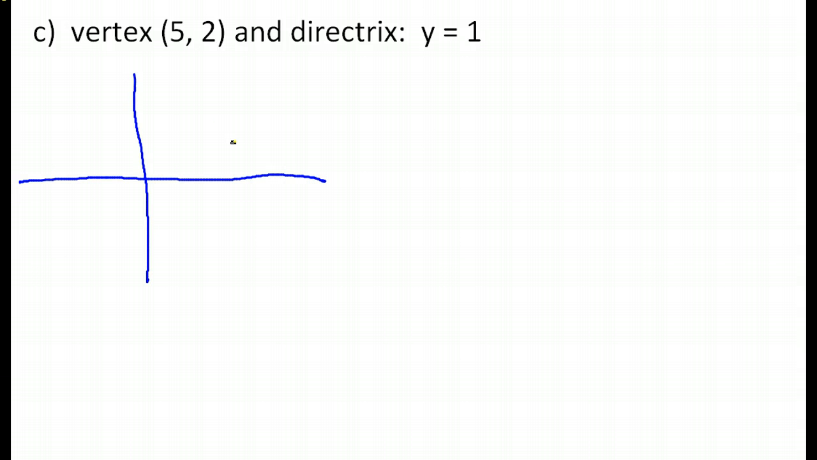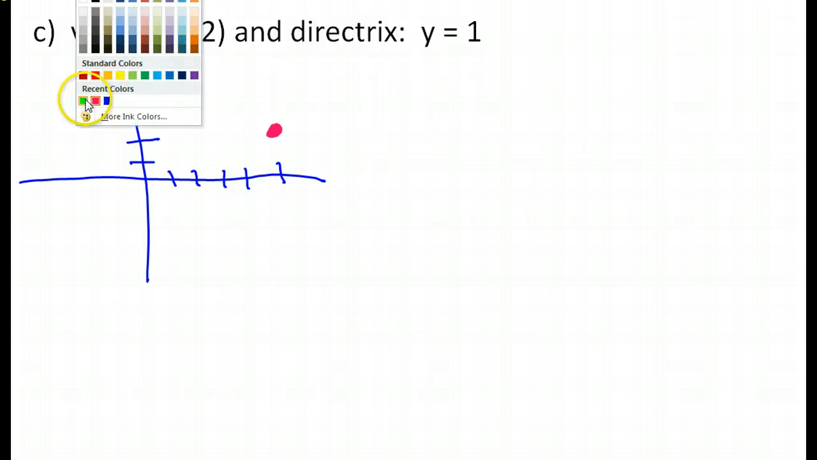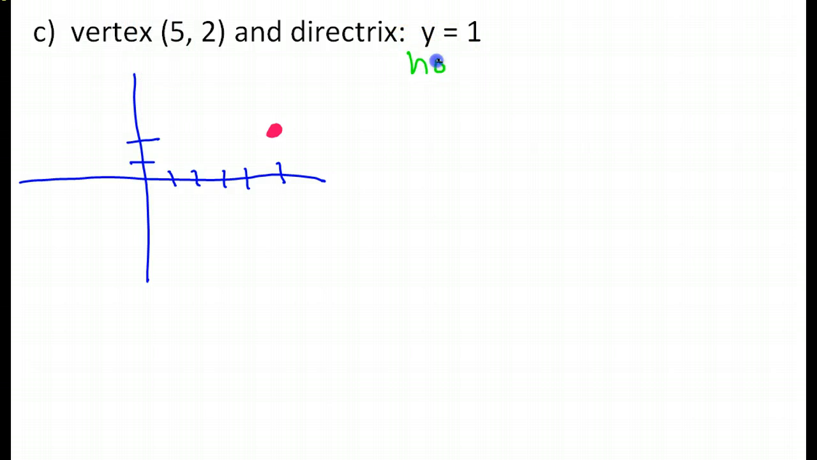Okay, my vertex is at 5, 2. So 1, 2, 3, 4, 5, 1, 2. So my vertex is going to be right about here. Okay, I'll label it later. The directrix is y equals 1. Y equals is a horizontal line.